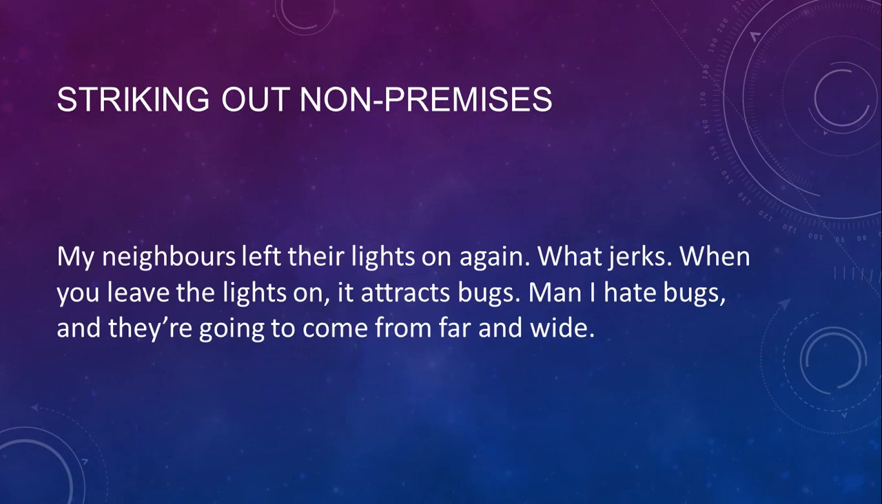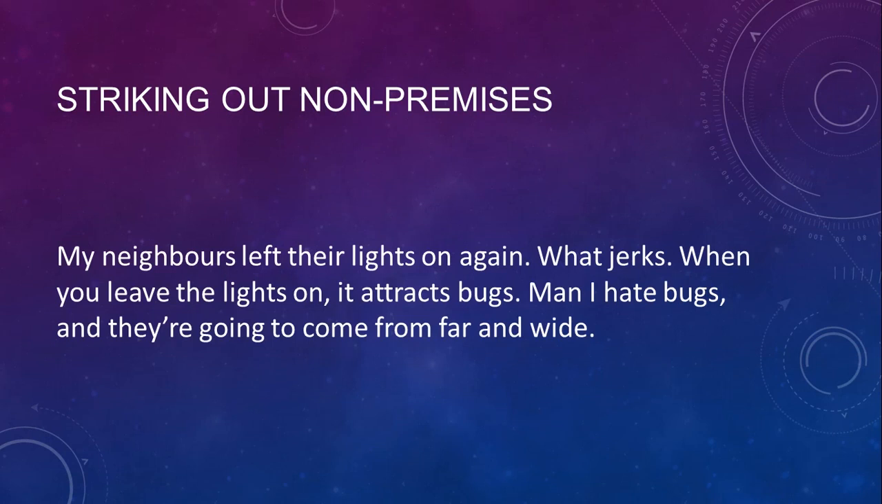Yeah. So if bugs are going to show up from far and wide is the conclusion, then things like what jerks and man, I hate bugs are clearly not premises. Maybe you could cook up a way to make them premises given some other conclusion. But given that's the conclusion, they're just not inferentially relevant to believing the conclusion. Yeah? What if you had jerkiness as the conclusion? As the conclusion. Hatred for bugs as the premise?